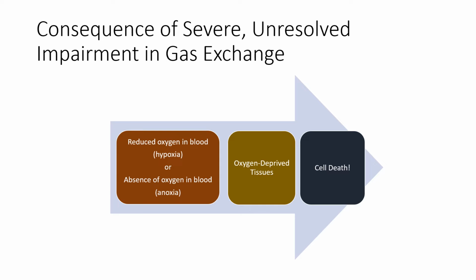So the next slide, the consequence of that: if we are hypoxic or anoxic, then our tissues will be deprived of oxygen and they will soon die from lack of oxygen and blood flow.